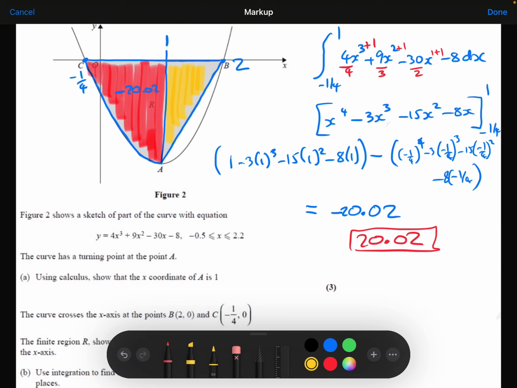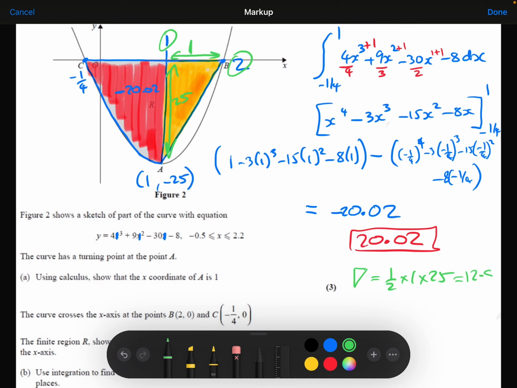Now let's look at this triangle. I can see the base of this triangle is 1, because it's the difference between the x coordinates of 1 and 2. The height of this triangle here, well, that's going to be the y coordinate of point A, whatever that is. I know the x coordinate of point A is 1. I can find the y coordinate by substituting 1 into the original function. So when I do that, I find that the y coordinate is minus 25. So therefore the height of my triangle is 25. So the area of the triangle is equal to half base times height, which is 12.5.